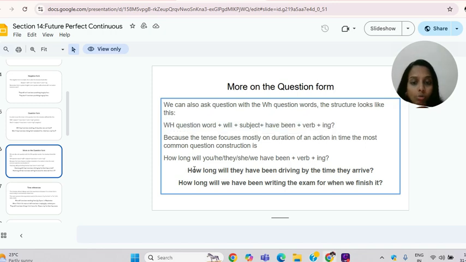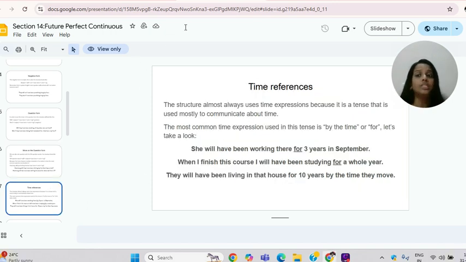Examples: how long will they have been driving by the time they arrive? How long will we have been writing the exam for when we finish it? Notice how each of these questions focuses on the length of time an action will have been happening before a specific future point. And when it comes to time references, this tense revolves around time.